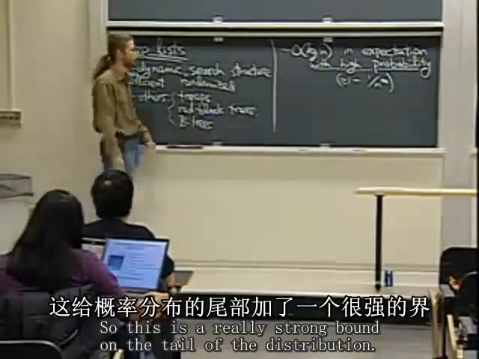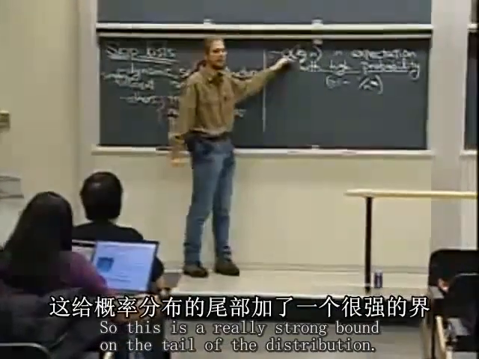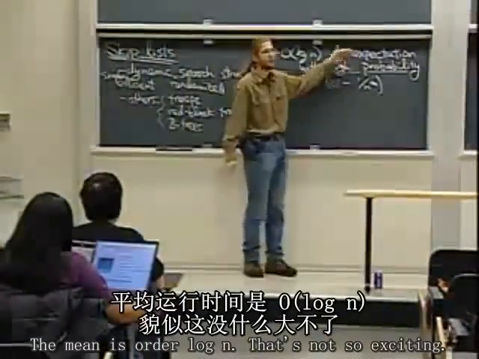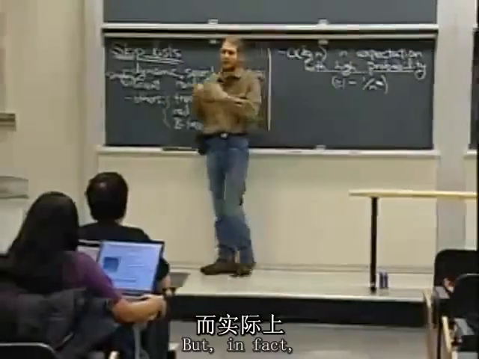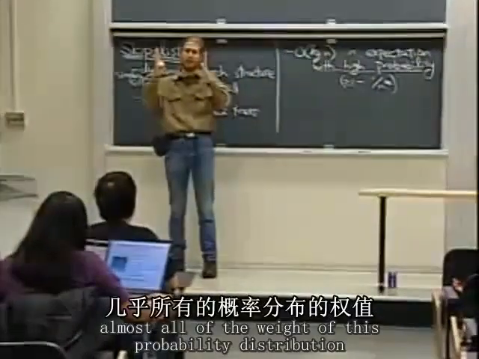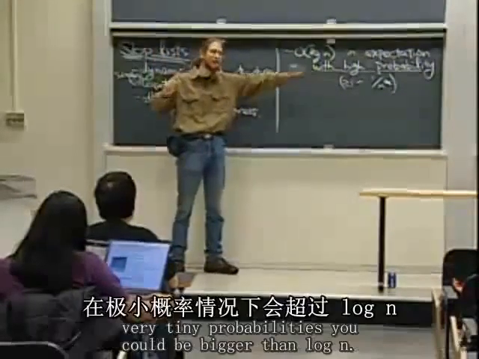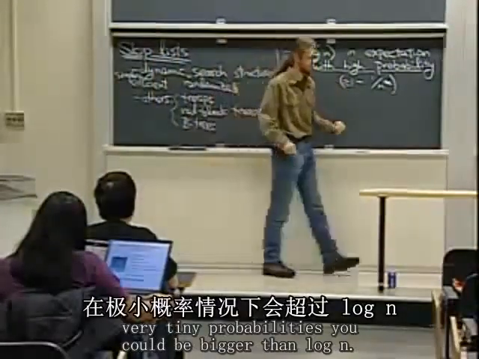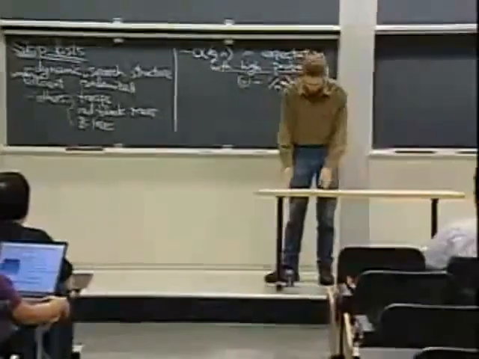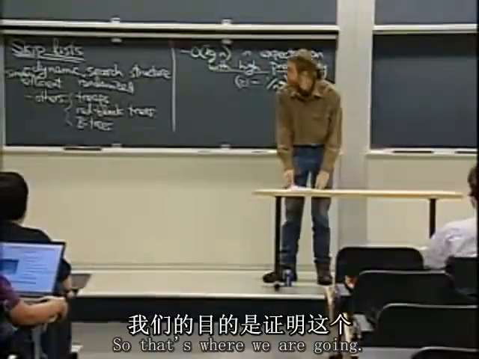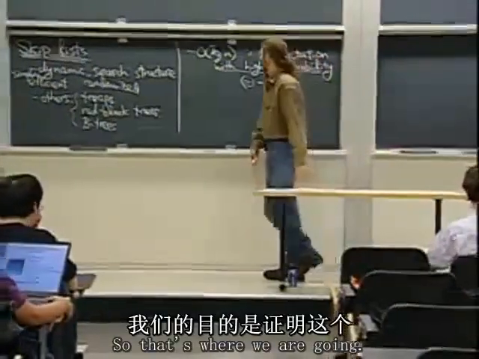So this is a really strong bound on the tail of the distribution. The mean is order log n. That's not so exciting. But in fact, almost all of the weight of this probability distribution is right around log n. Just tiny little epsilons, very, very tiny probabilities you could be bigger than log n. So that's where we're going.